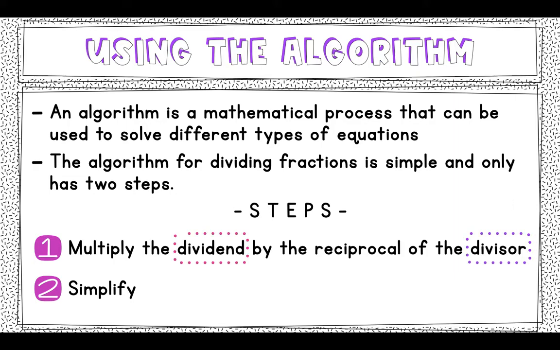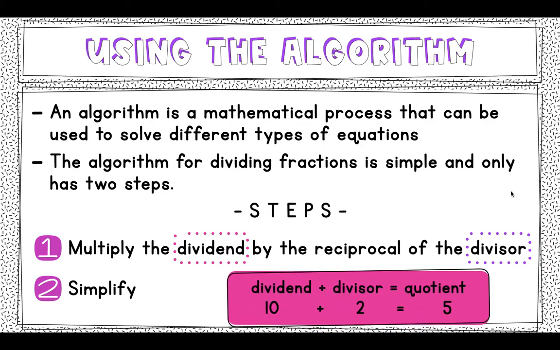Dividend and divisor are terms for the parts of a division problem. If we have a division problem, it's represented by a dividend divided by the divisor and is equal to a quotient. So the dividend is whatever number you're starting with, and you're breaking into equal groups. The divisor is then the number that you're dividing by, or the amount in each group. And then the quotient is the answer. So in the algorithm for fractions, we need to focus on the dividend and the divisor.